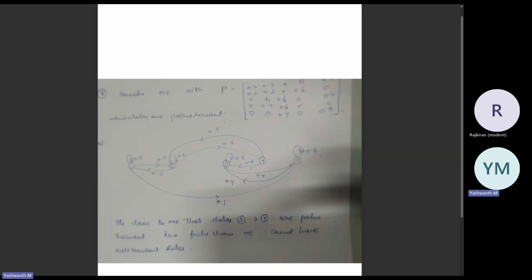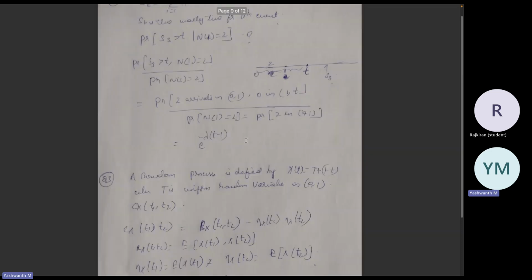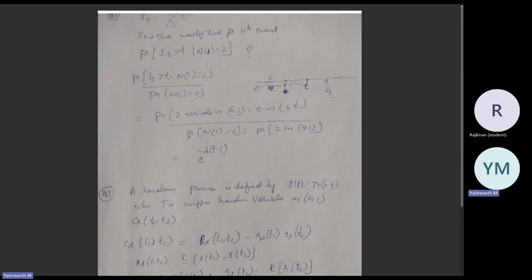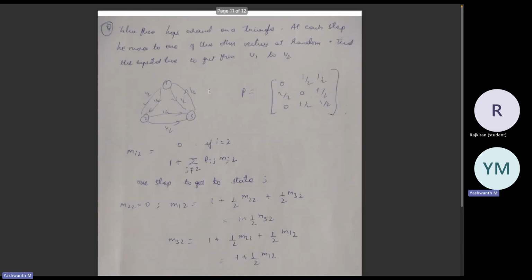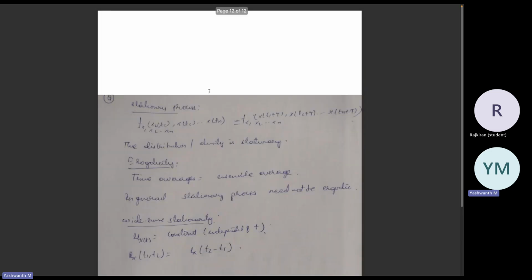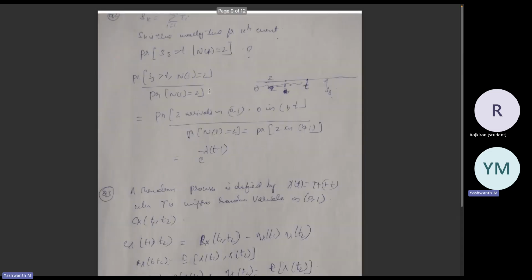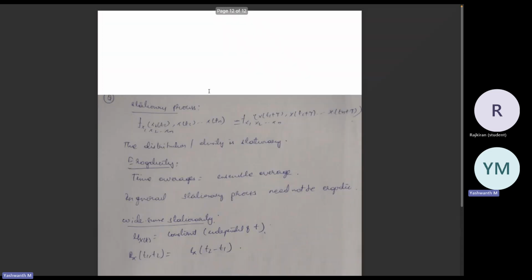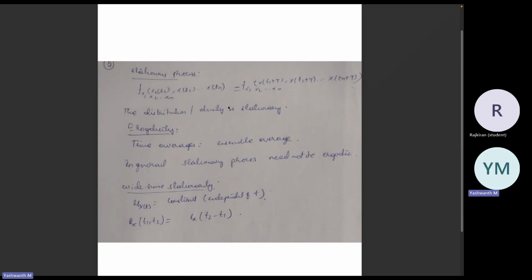Okay, so let's solve some problems. Actually, this was not intended as the first problem, but anyway. Since we are discussing some of these things, I thought of putting this.